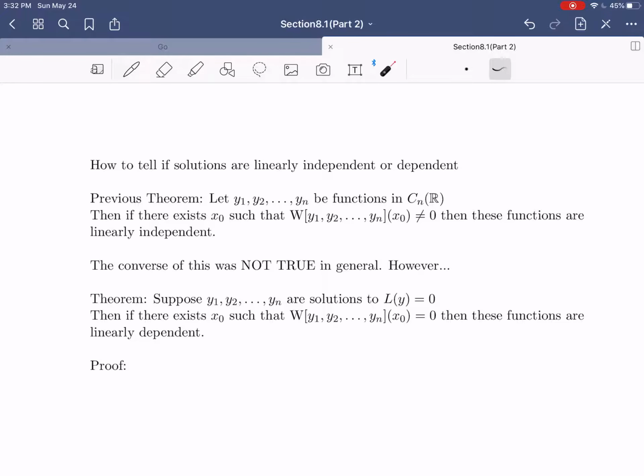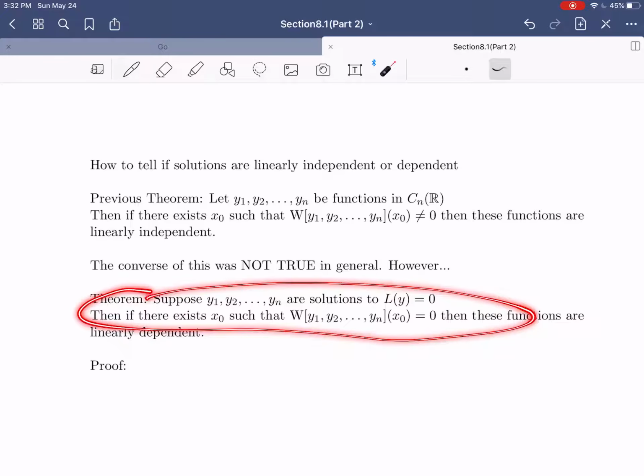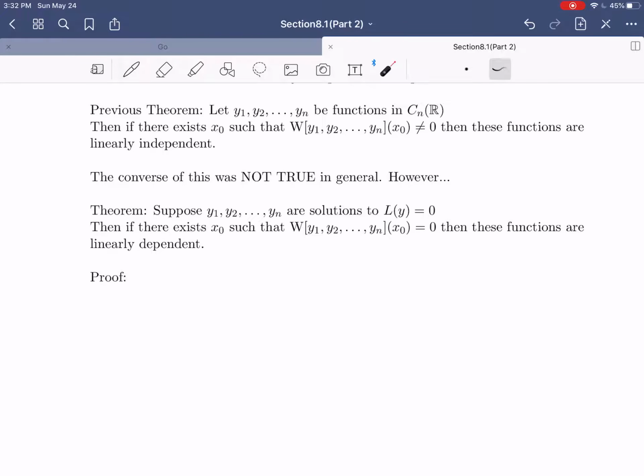However, it turns out that the converse of this theorem is true if you know an additional piece of information, specifically that the functions you're examining are solutions to a homogeneous linear differential equation. So we're going to look at this theorem and go ahead and prove it. So this theorem says if you have y1 through yn and they're solutions to a linear homogeneous differential equation, then if there exists a single value such that the Wronskian does equal 0, then these functions are automatically linearly dependent.